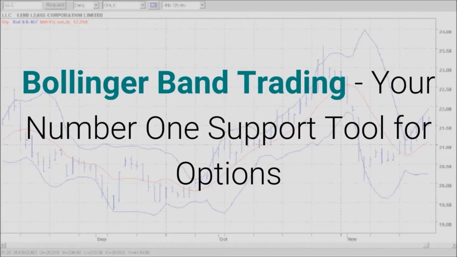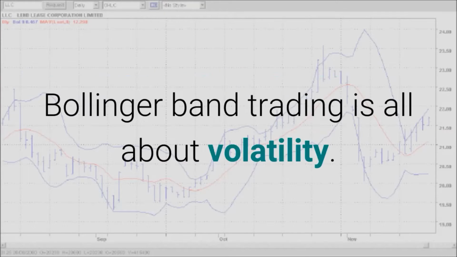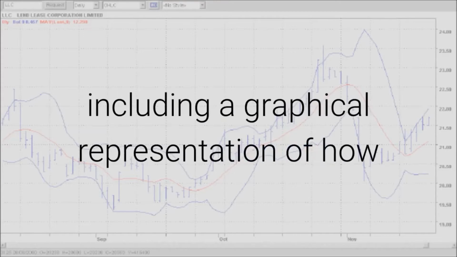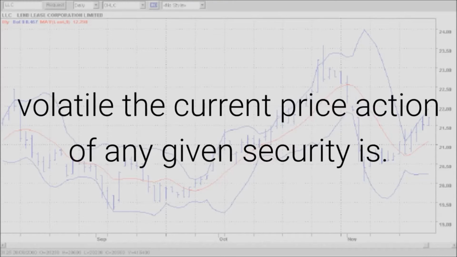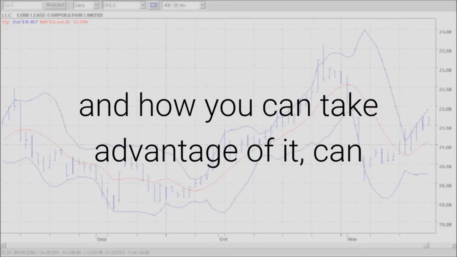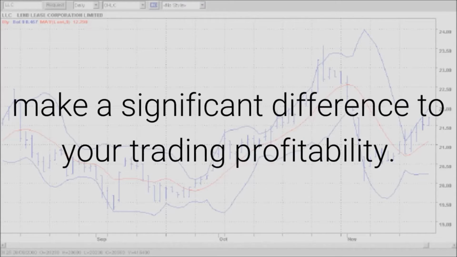Bollinger Band trading, your number one support tool for options trading. Bollinger Band trading is all about volatility. This indicator provides a great deal of information, including a graphical representation of how volatile the current price action of any given security is. Understanding how price volatility works and how you can take advantage of it can make a significant difference to your trading profitability.